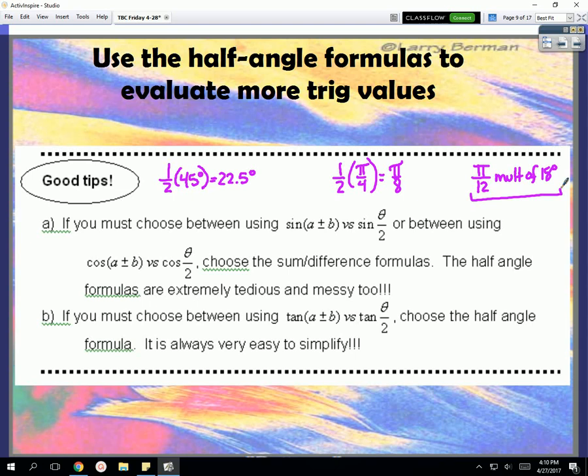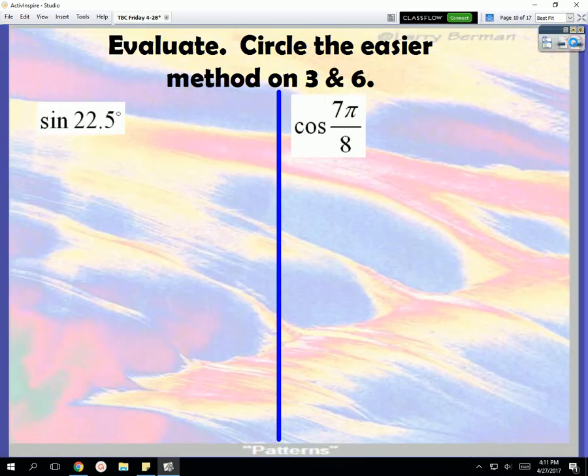So when you have a choice, this first tip says that the sine of a plus b and the cosine of a plus b formula is much easier to work with than the new sine half angle and cosine half angle formula, if you have a choice. If you have a pi over 8 angle, though, you don't have a choice, because we could not do those yesterday. So those you'll have to do with the half angle formulas. But listen, anytime you do a tangent problem, you can always do the tangent half angle formula, which is the best formula we've got. So from now on, I won't use the tangent of a plus b formula for evaluation purposes. Okay? So let me show you what I mean.